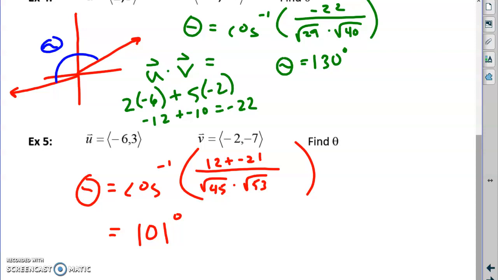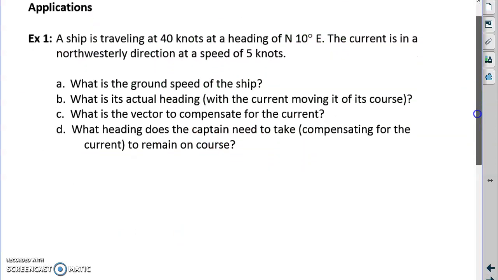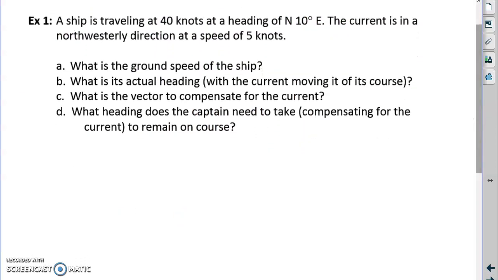All right, one more application, what we started on yesterday. Putting all of our knowledge of vectors, ships, airplanes together. Let's see if we can do it. We've only got about 4.5 minutes. We might not finish it, but we can always finish it tomorrow.